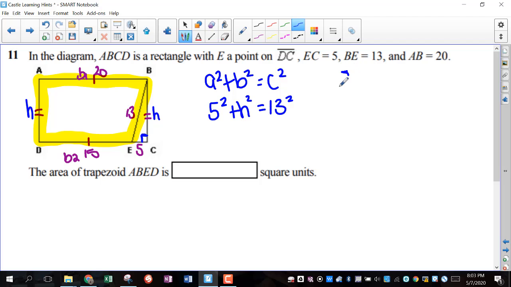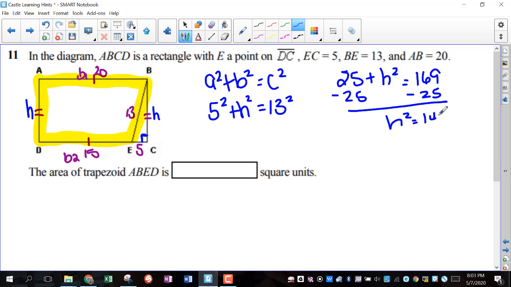So I end up with 25 plus h squared equals 169. I subtract the 25 from both sides, and I'm left with h squared equals 144. I take the square root, and h equals 12. So now I know that my height is equal to 12, and I can plug my base values and my height into the area of a trapezoid to get my answer.